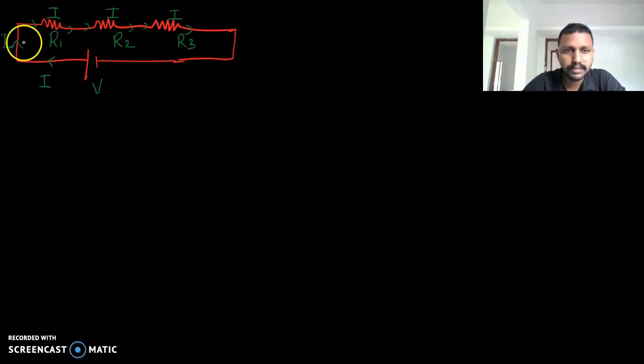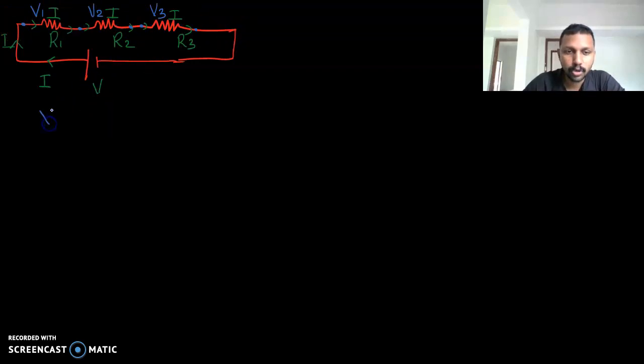The first resistor, these two terminals will have a potential difference, and let's call that potential difference V1. The second resistor's opposite terminals will experience a potential difference, and let's call that potential difference V2. And the third resistor's two terminals will experience a potential difference of V3. That means potential differences are not same.